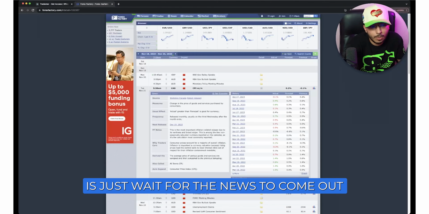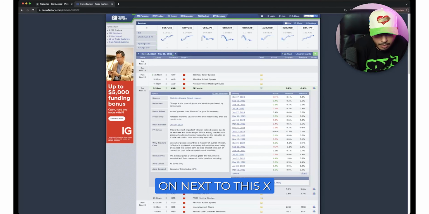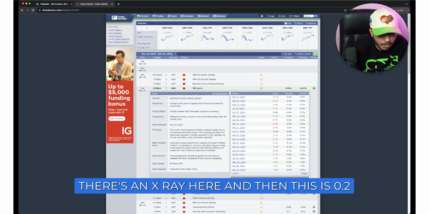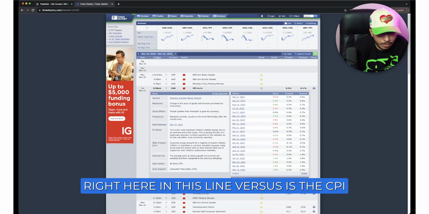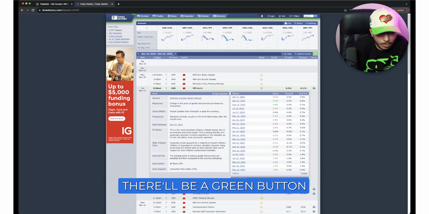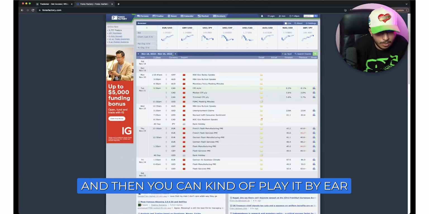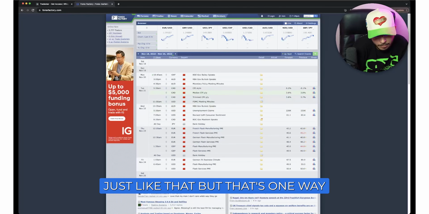Another thing you can do is just wait for the news to come out. There'll be a green button next to this X. See, there's an X right here, and then it says 0.2 in this line where it says CPI. There'll be a green button. You can keep hitting refresh, and then the news comes out, and then you can kind of play it by ear just like that. But that's one way.